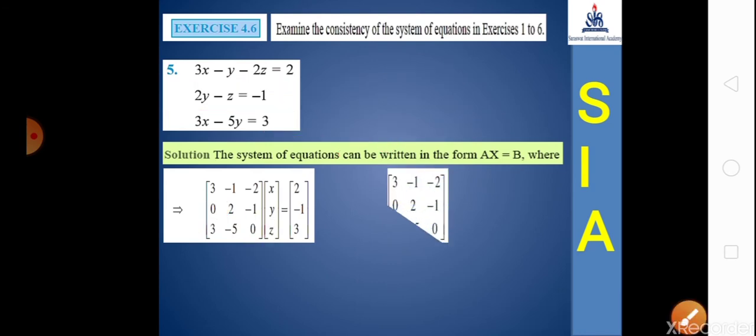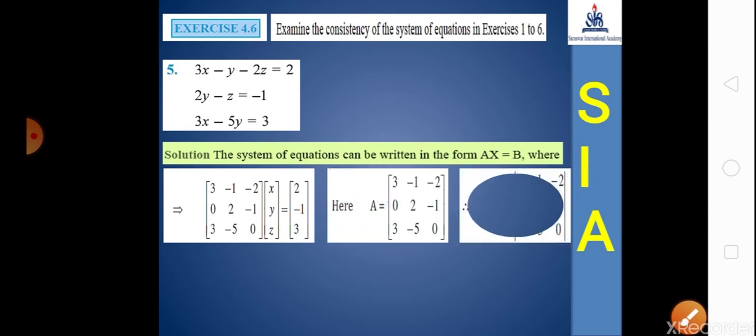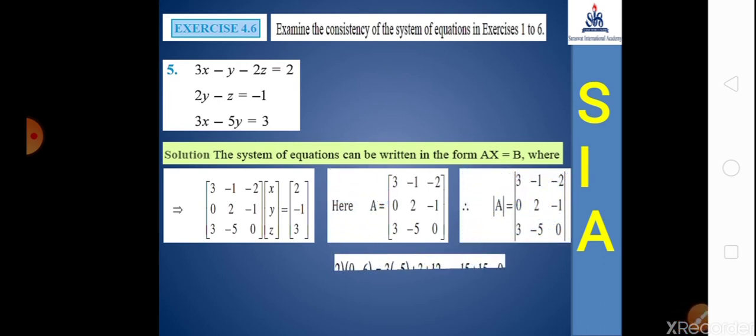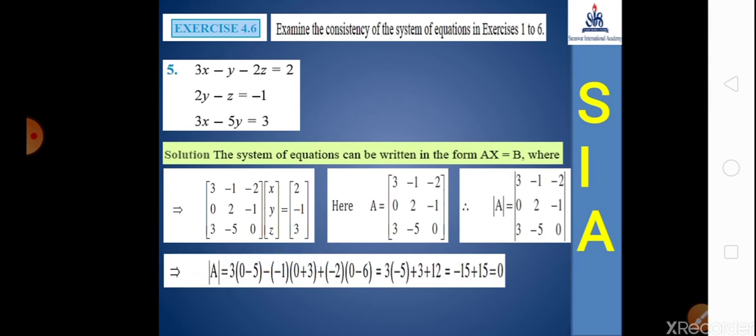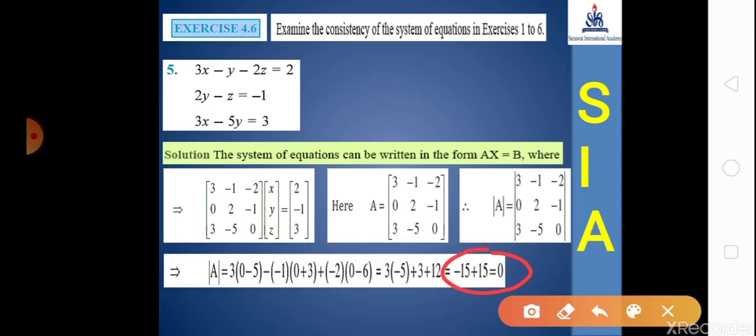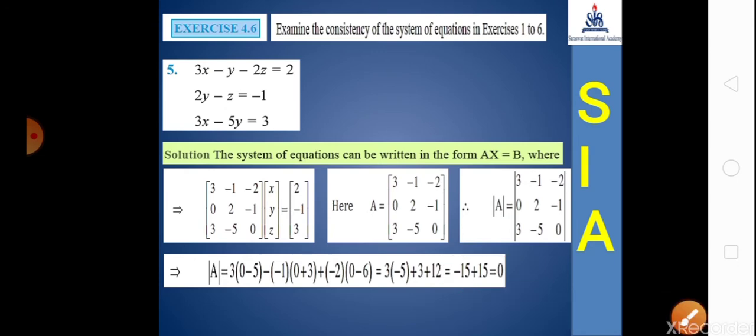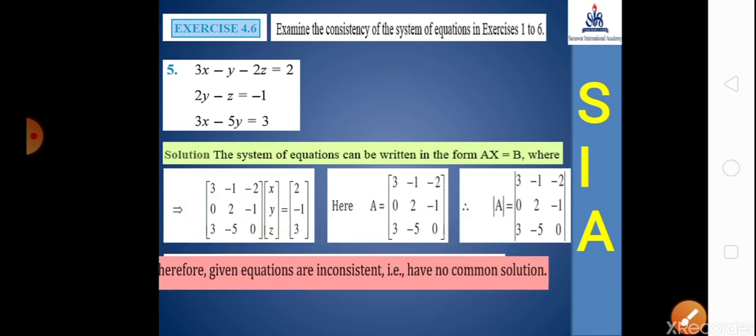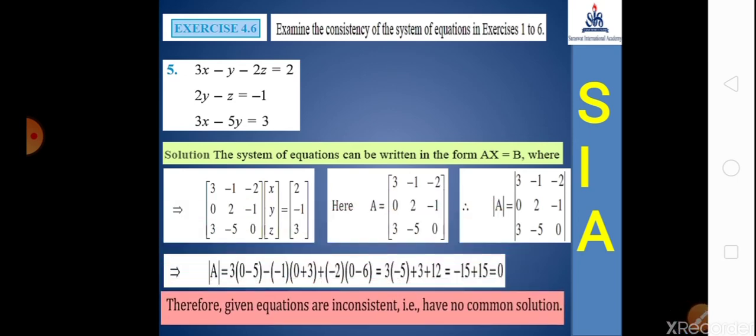Moving ahead, I form determinant A and check whether my answer is 0 or not. Yes, this answer is 0. Whenever the determinant is 0, a solution does not exist and it is not consistent. So you must check whether your determinant value is 0 or not, students. So lastly I write that it is inconsistent and has no common solution. Yes, here my sum is over. Now continue.